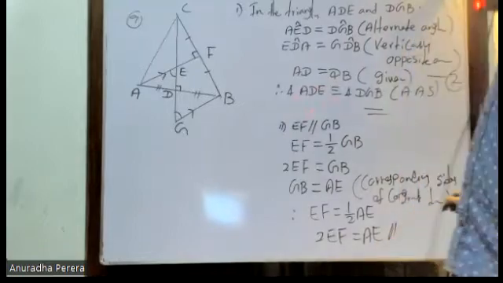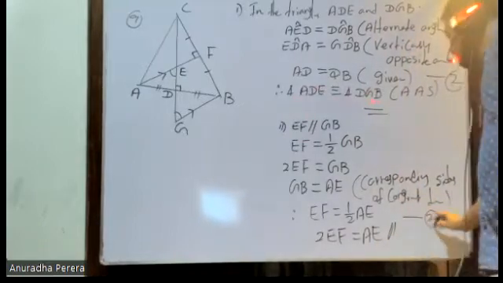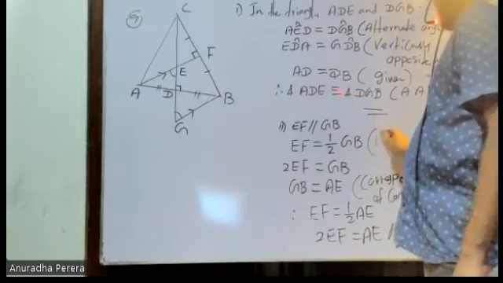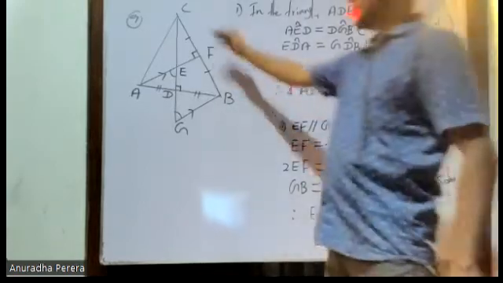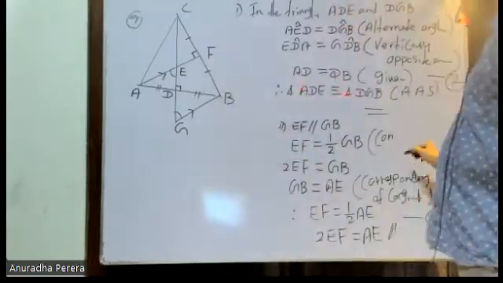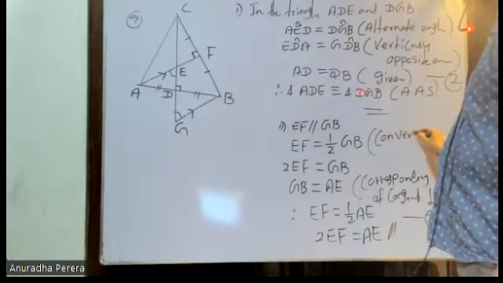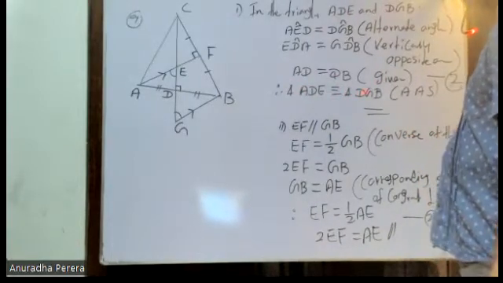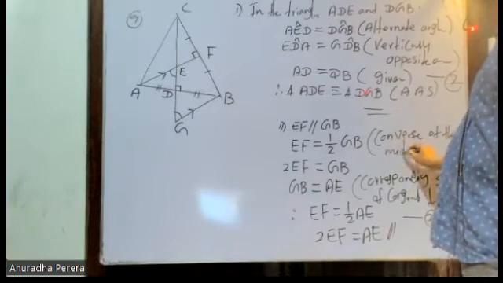2 marks. Here you must write the converse of the midpoint theorem. Parallel and equal, this also loses marks. Converse of the midpoint theorem.